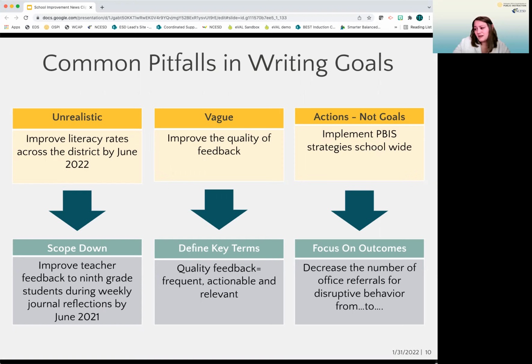Goals must be specific enough to be clear to those working to achieve them. So clearly identifying key terms or ideas will help you out. Your goals should focus on measurable outcomes. So be careful not to confuse goals with action steps.